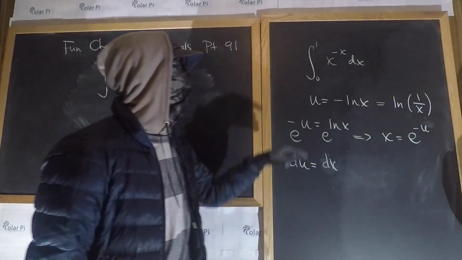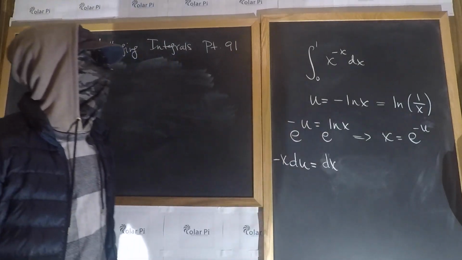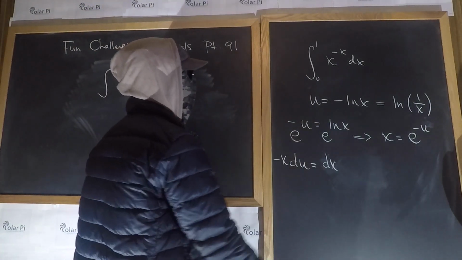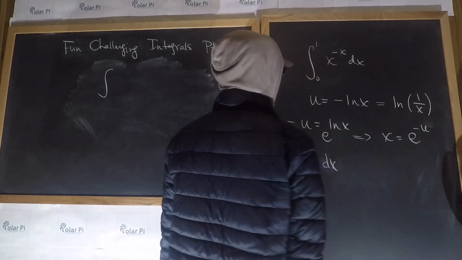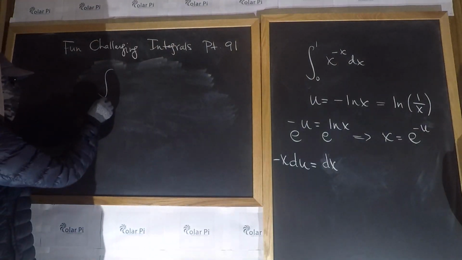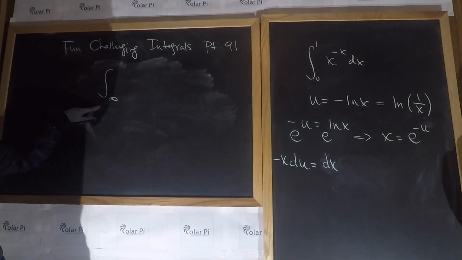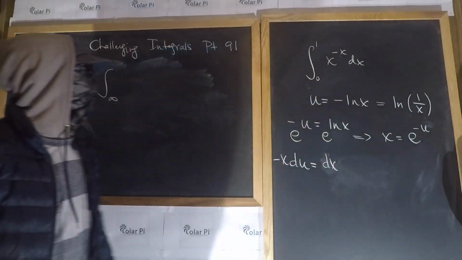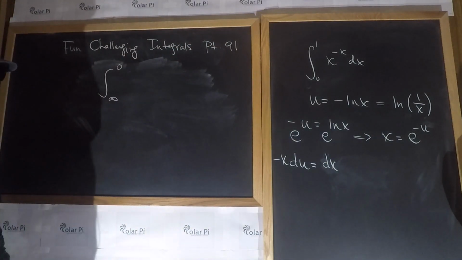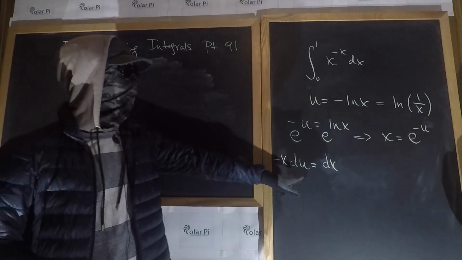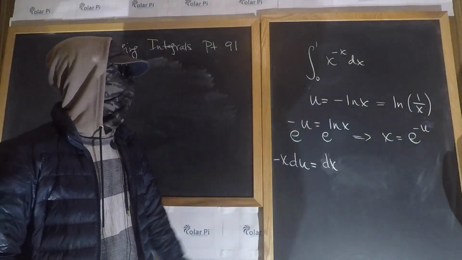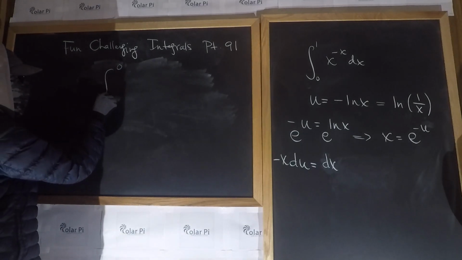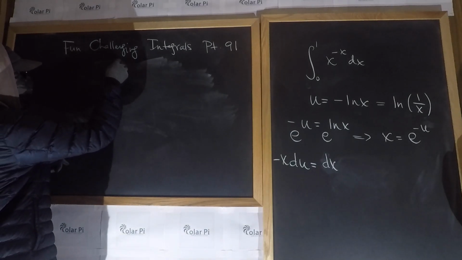I have no friends. The limits are 0 to 1, and this is about x. So when x is 0, we get the natural log of 1 over 0. That's like the natural log of infinity. We've done this before, so you should follow. That's infinity. And 1 turns into 0, the natural log of 1. But as you'll see, my replacement for dx has a negative. So instead of putting a negative there, I could just write 0 to infinity here.